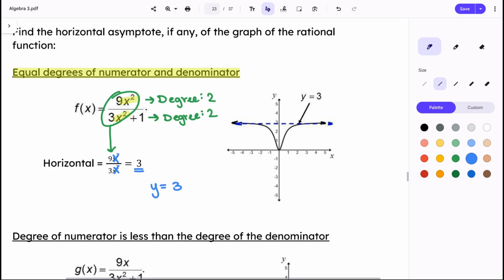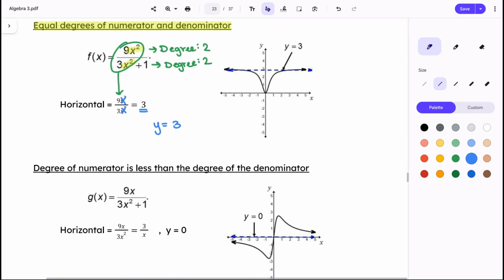All right, the second case, still on this page here, is when the degree of the numerator is less than the degree of the denominator.